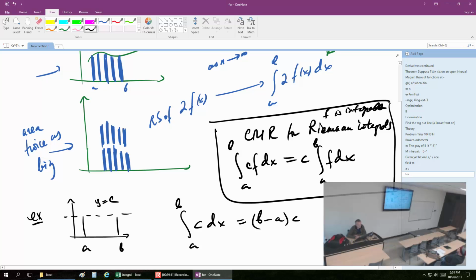Notice that this formula, the rule for constant functions, totally includes the possibility of a negative c, so the area is negative. It also works out just fine for the case when b is less than a. It also works out just fine, right? So it still becomes negative right away.